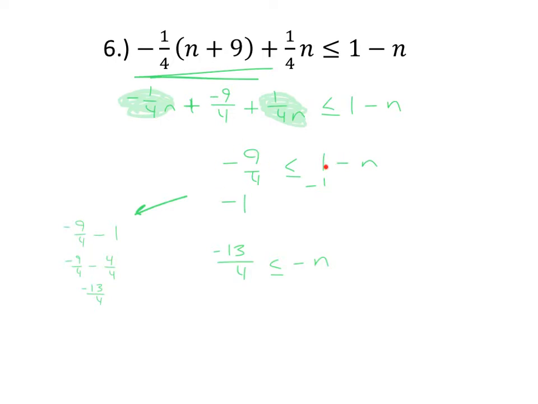On the other side, I have 1 minus n. So I got to subtract 1 from both sides. It is okay to come over to the side and do that as scratch work if you need to. So I just made 1 into 4/4, and then negative 9 minus 4 is negative 13/4. I stopped here, but I'm not done. Okay, so negative 13/4 is less than or equal to negative n.